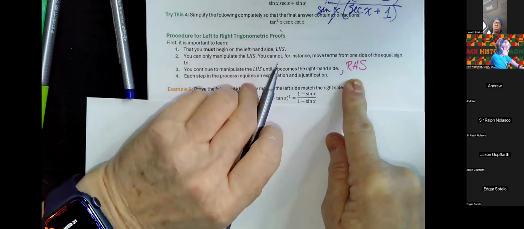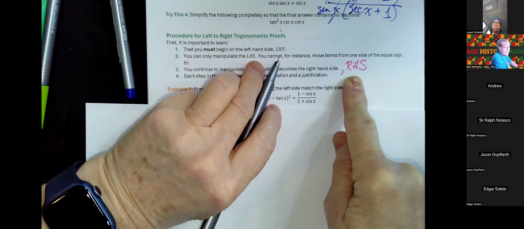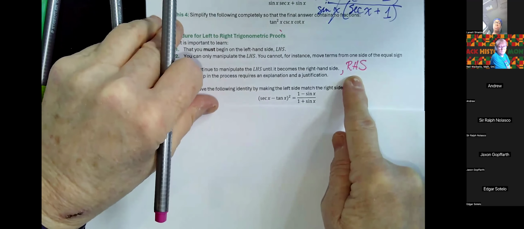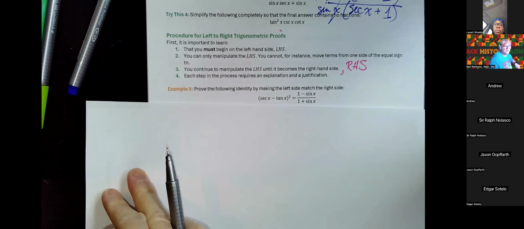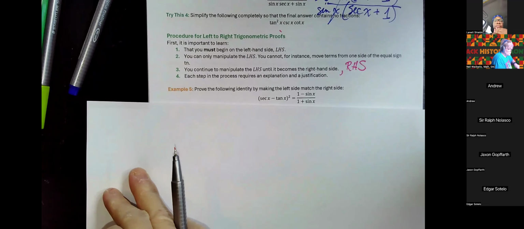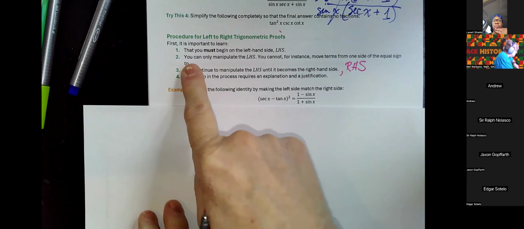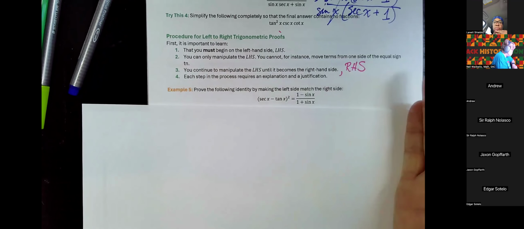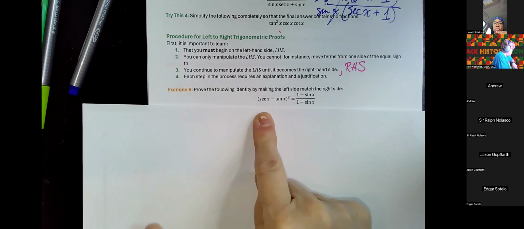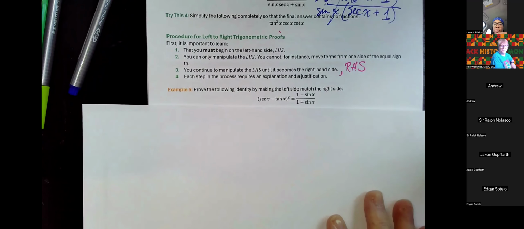I don't remember what you call these things. It's not an abbreviation. Anyway, is that okay for you? All right. You have to start on the left-hand side, and that's kind of a convention in proving trig functions. We want to manipulate only the left-hand side. We cannot go from side to side. We want to manipulate the left side until it looks like the right side, and then we'll be done.